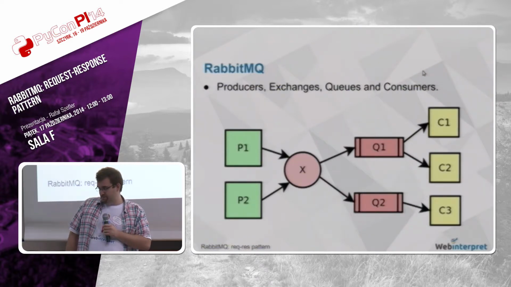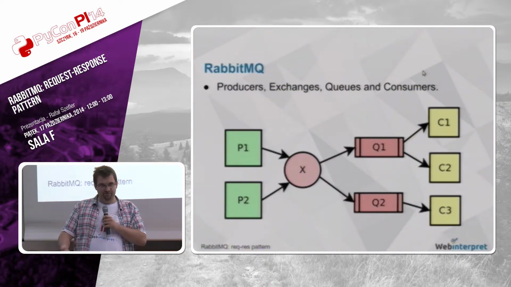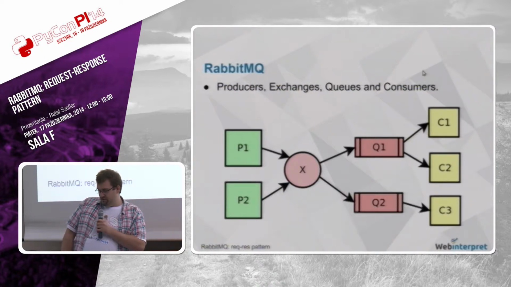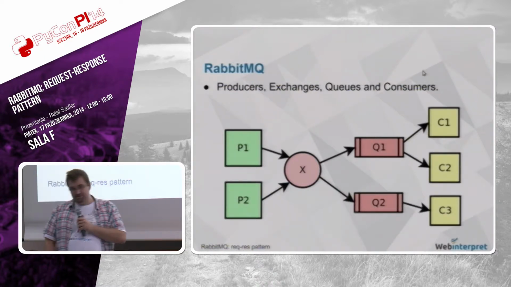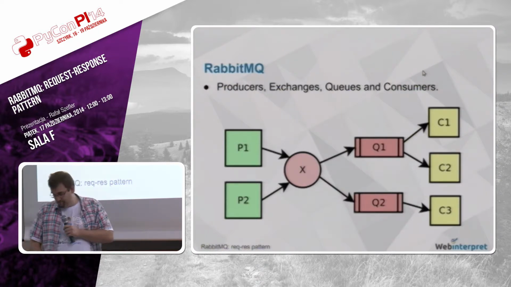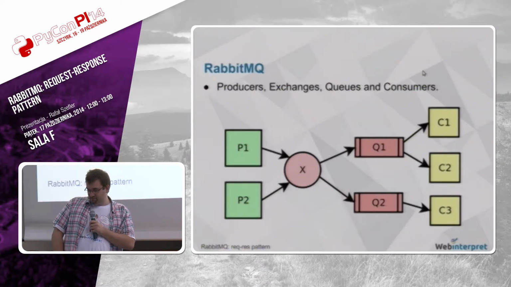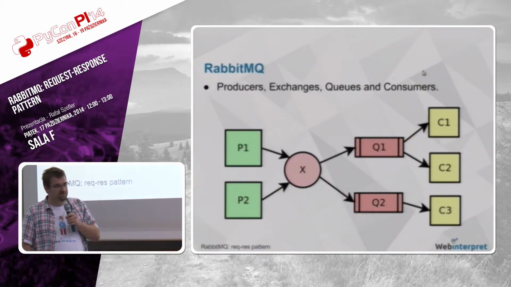many ways. For example, in the diagram here, this exchange takes a message produced by a producer and then copies it into two different queues. And there are consumers which take messages from queues and process them. Note that producers always pass messages to exchanges, while consumers always take messages from queues.